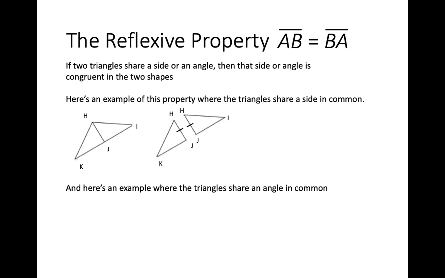Here's an example where the triangles share an angle in common. Here you see 2 triangles overlaid on top of each other. If we separate the 2 triangles, we can see that the angle that they shared was identical and therefore is congruent. So that's some examples of the reflexive property.